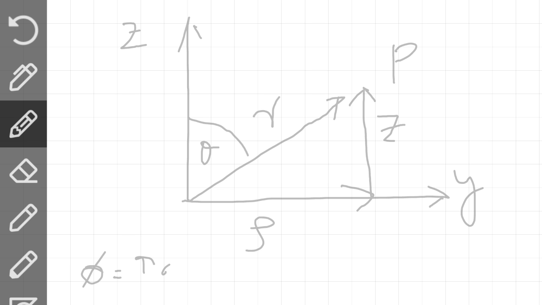So basically we can consider this right angle triangle over here. If we consider this right angle triangle, then rho will be equal to r sine theta, and z will be equal to r cos theta.